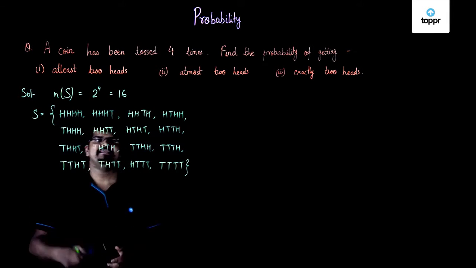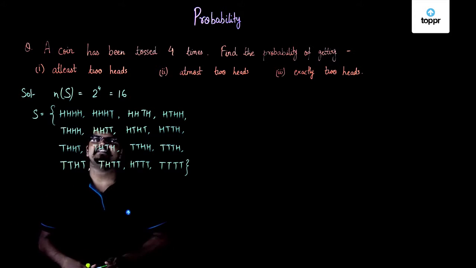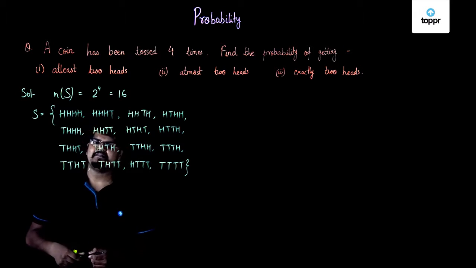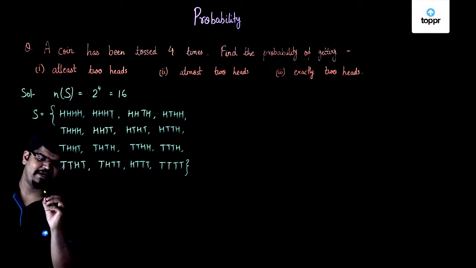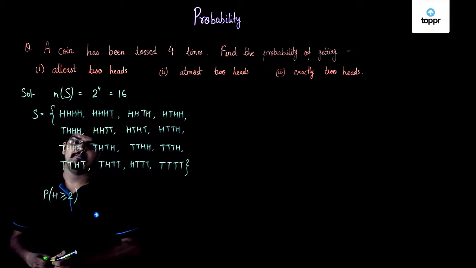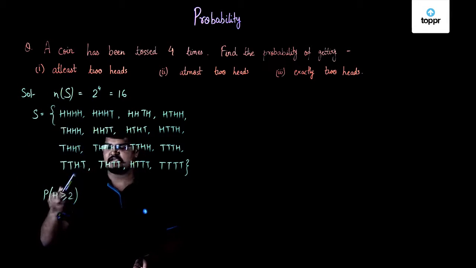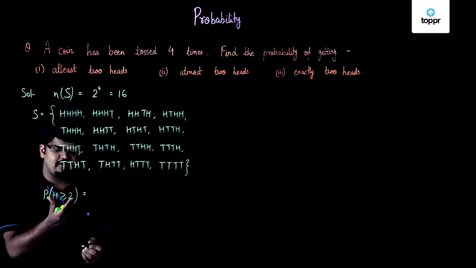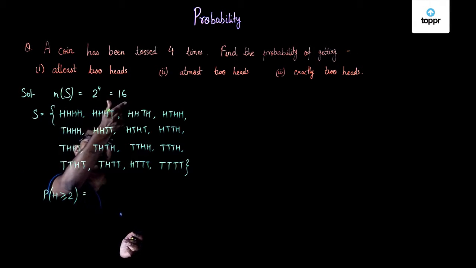Now considering all the sample points, all we need to do is identify the sample points in which we are getting at least 2 heads. So let us count how many are there. We want to find the probability when the number of heads is greater than or equal to 2, because we have to find at least 2 heads, and at least 2 means 2 or more than 2. So this will be equal to n of h greater than or equal to 2 upon n of s, where n of s is already 16.